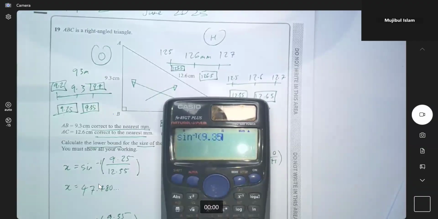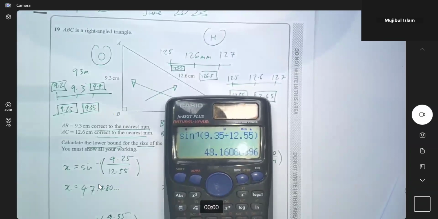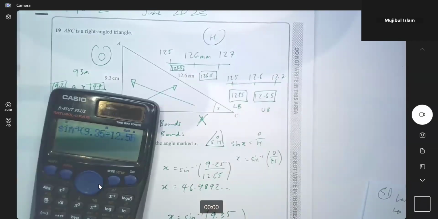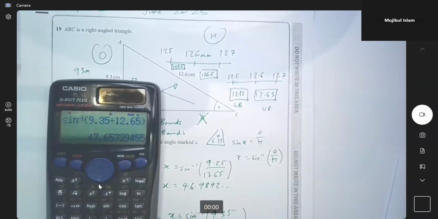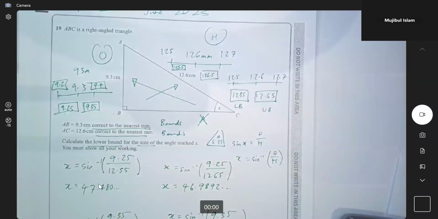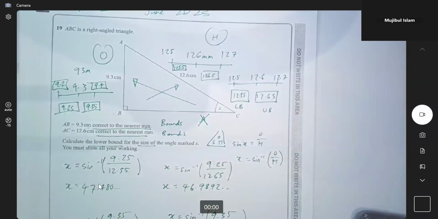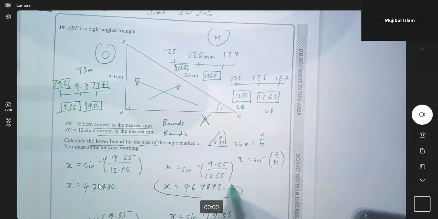Keep going. Now delete these numbers. 9.35 divided by 12.55 gives me 48.160. Go back. 9.35 divided by 12.65 gives me 47.657. And so I'm looking for the lower bound, the lowest one: 47, 46, 48, 47. So this is my lowest bound.